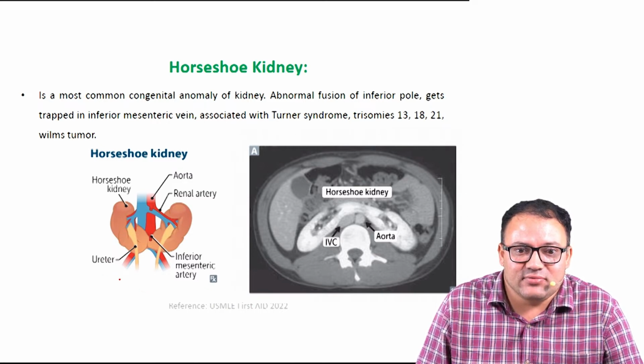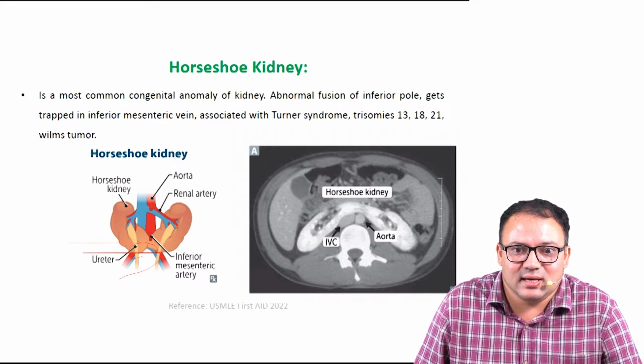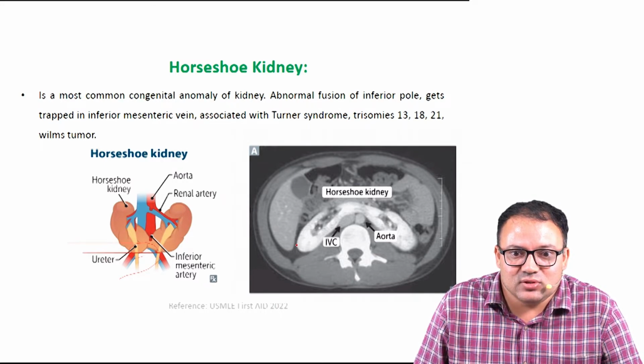As you can see in the figures, the inferior pole of the kidney is fused. Here in the CT scan also you can see this is the inferior vena cava, this is the horseshoe shaped kidney.